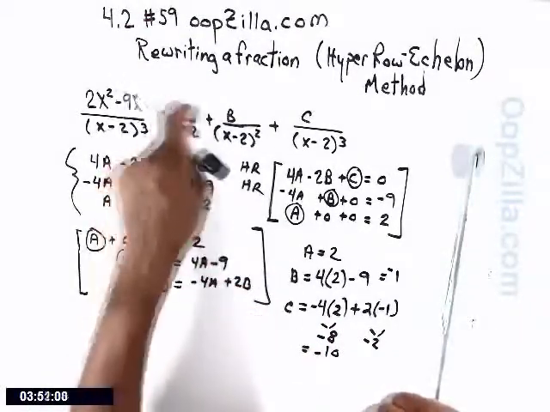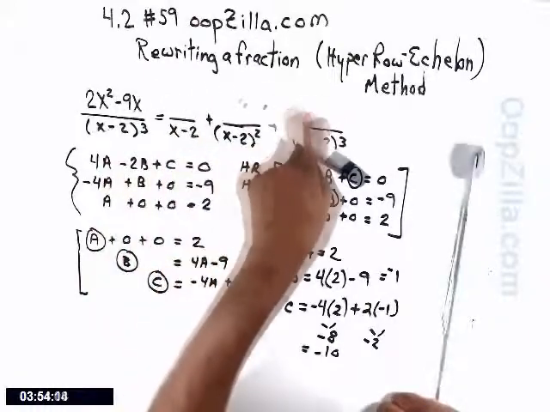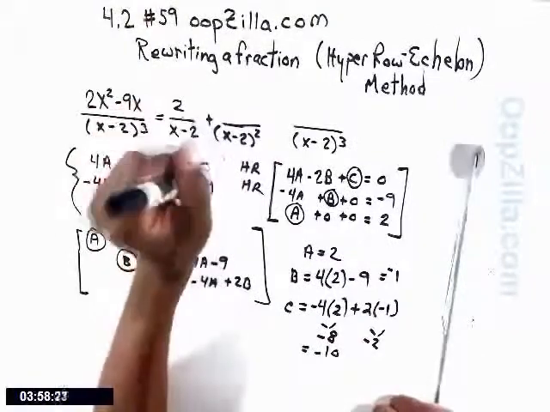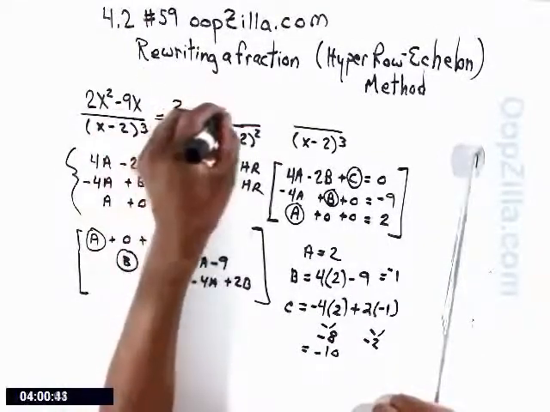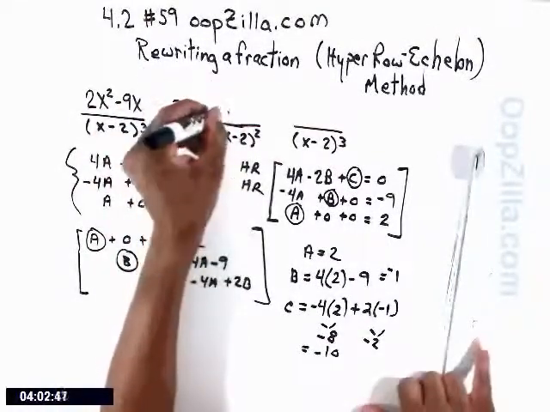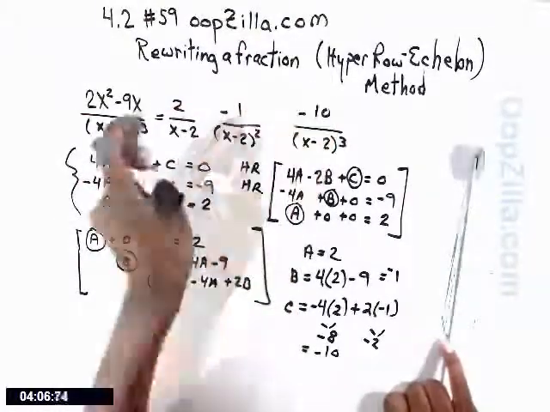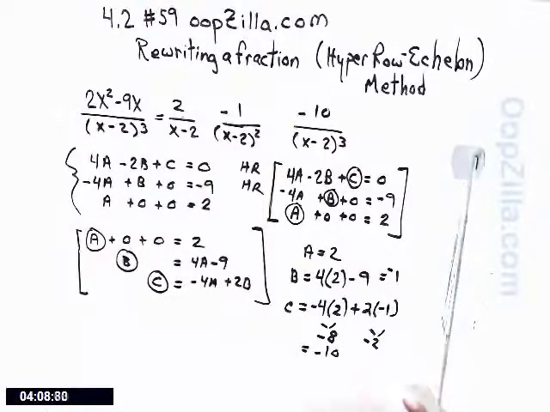So I can replace this stuff now and show you the answer. A is equal to 2. B is equal to negative 1. C is equal to negative 10. And that's the answer for this problem. Nothing more. It's just that simple.